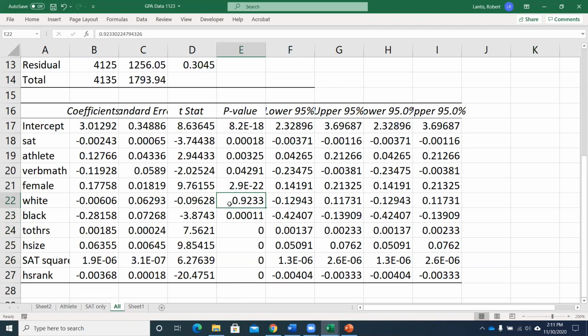Now notice for some of the variables I didn't. For the white identifier, that p-value is 0.92, so it's not even close to significant. But I could go through every single one of these variables and determine if they're significant at certain levels, just by that same rule: is the p-value less than alpha?